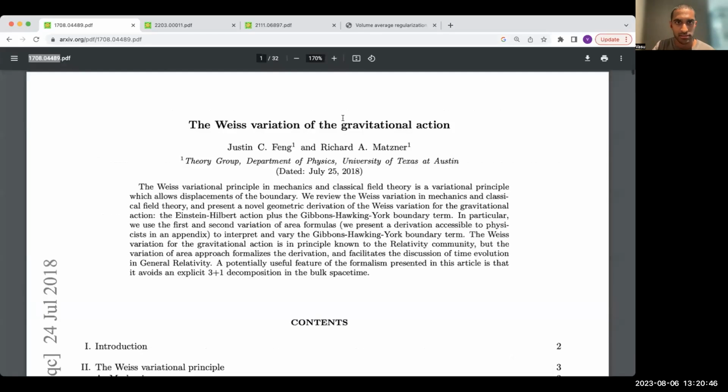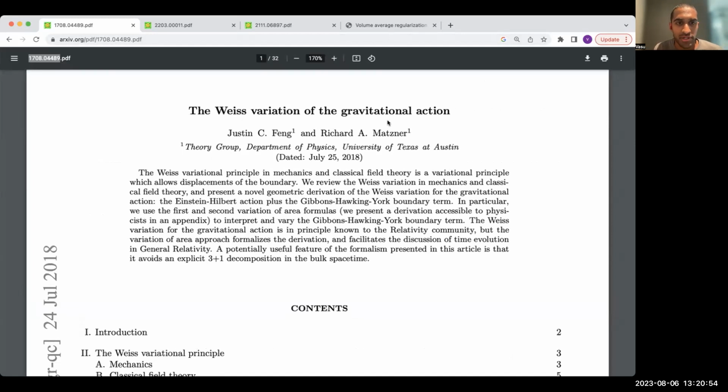This is Vasu Sham, and today I wanted to do a little walkthrough of a paper that caught my attention, namely this one, titled The Weiss Variation of the Gravitational Action, by Justin Feng and Richard Matzner. It's from a little while ago, but I thought that the points they make, some of the lessons contained in it, are astute and interesting.